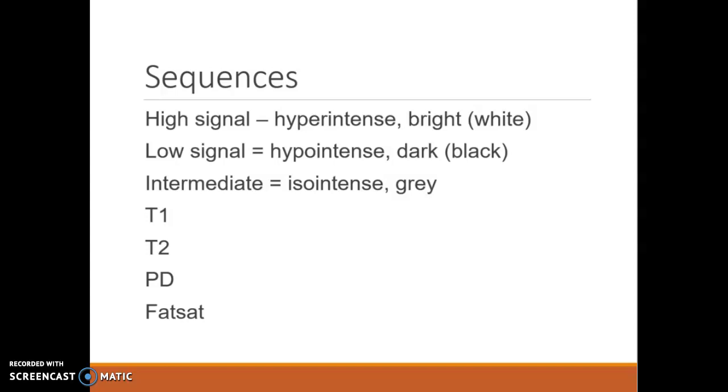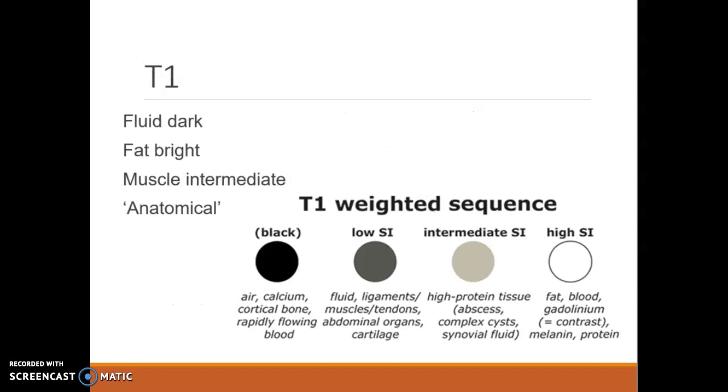High signal is hyper-intense, or bright white. Low signal is hypo-intense, or dark or black. Intermediate is iso-intense, and is shown as grey. So there are different sequences that go along with that. Start off with T1. In a T1 weighted sequence, fluid is shown as dark, fat is bright, and muscle intermediate. So this is your basic anatomical sequencing.